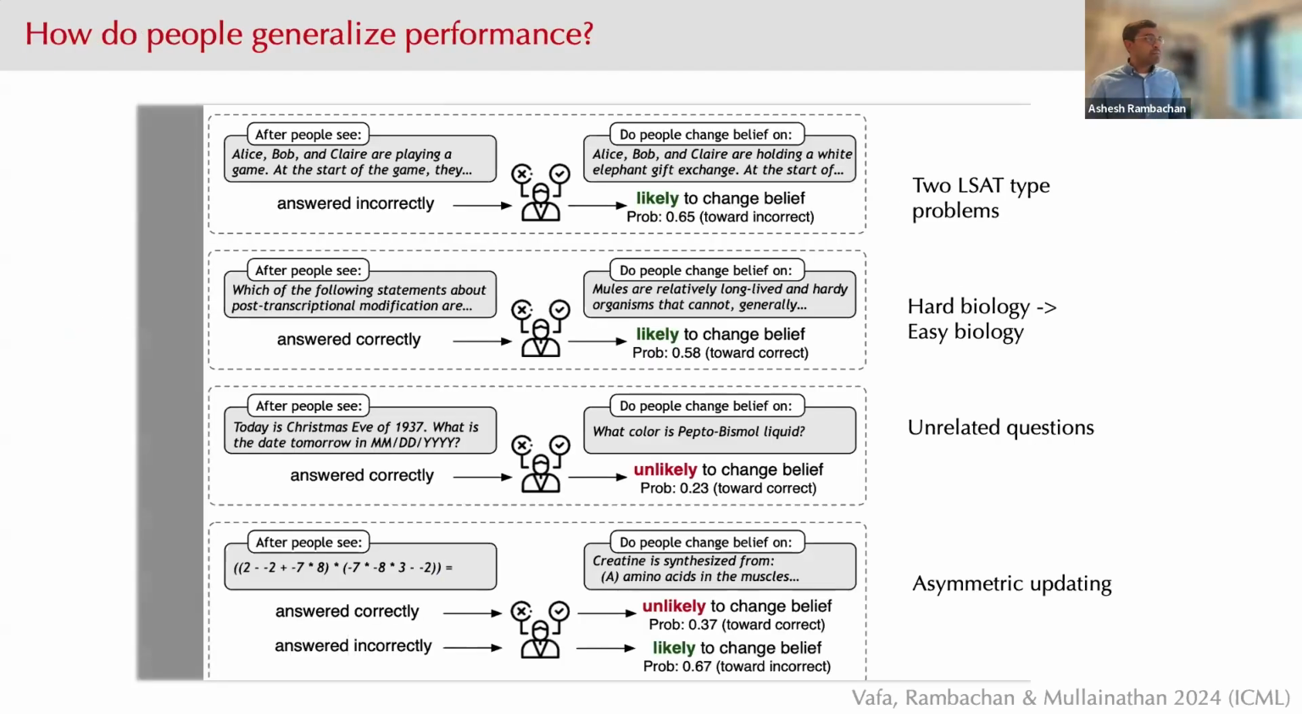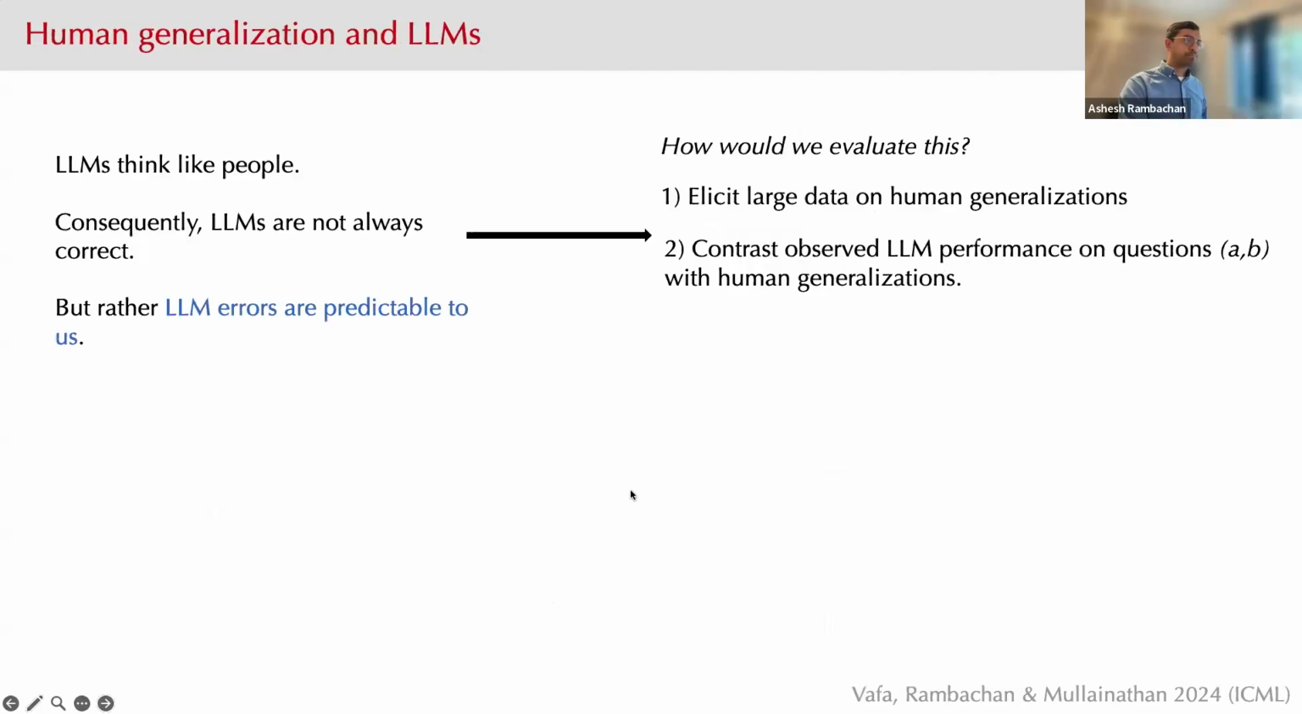So just to give you some examples of problems we showed people, we presented them, for example, with a type of logic puzzle that you would see on the LSAT about Alice, Bob, and Claire playing a game. And if they were told that a model got that question wrong, they updated their belief that the model would likely get a similar type of logic question wrong as well. We also did questions in biology, some unrelated questions about calendar time, whether you know something about Pepto-Bismol, and so on.